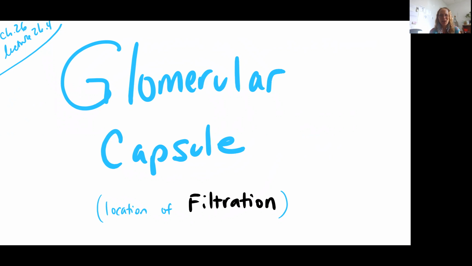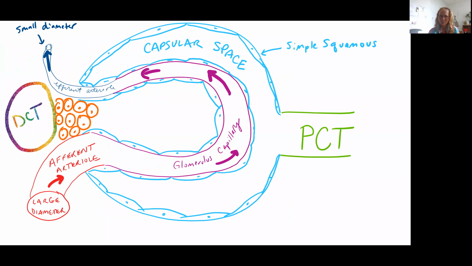Our job for this video is to look at the glomerular capsule in more detail. This is, of course, the beginning of our nephron. This is where filtration takes place. So this is the process how we initially get material out of the blood so that we can turn it into urine. Taking a look here, we can see that the glomerular capsule is composed of simple squamous epithelium.